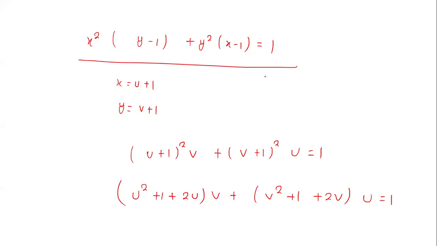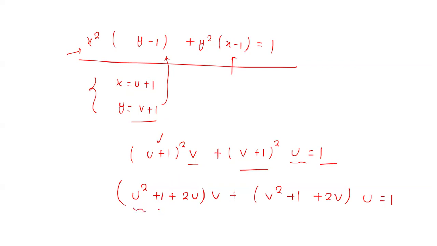So I write that equation here. Initially I assume x is equal to u plus 1 and y is equal to v plus 1. You will see the benefit of this later. If you replace x by u plus 1, it will become (u plus 1) whole square. Here you replace y by v plus 1, so it will become (v plus 1) whole square. And if you replace x by u plus 1 here, it will become u, and it is equal to 1. Now there are two squares, so you can open both of them.